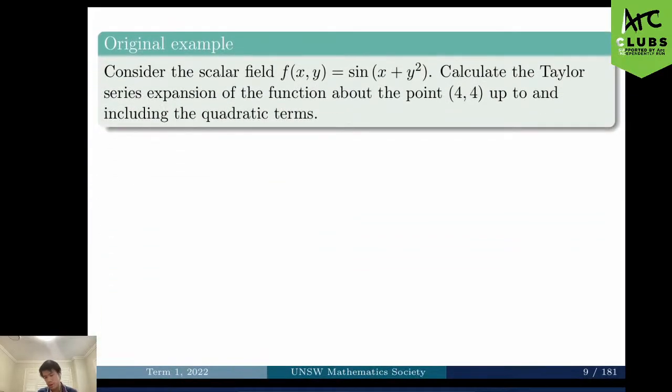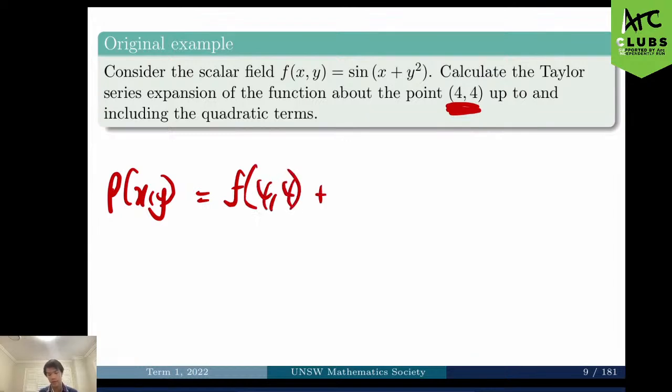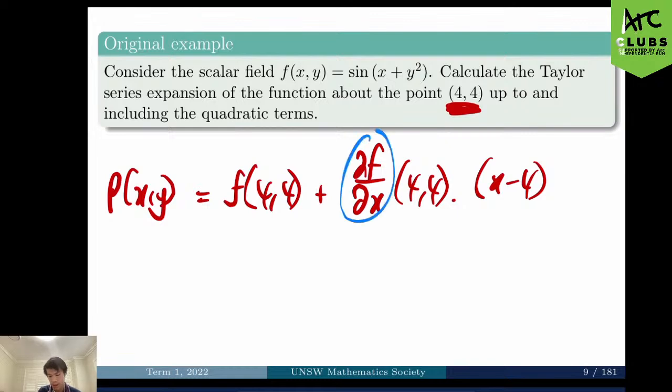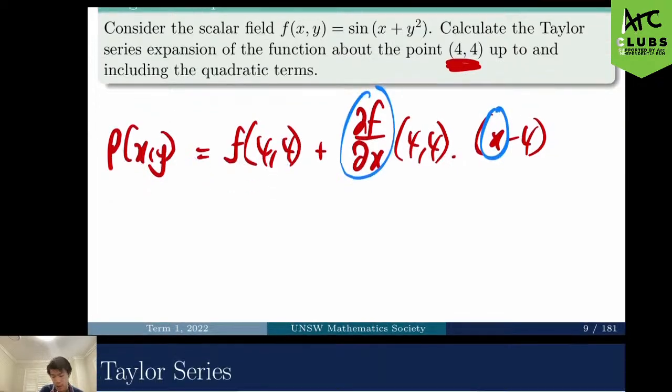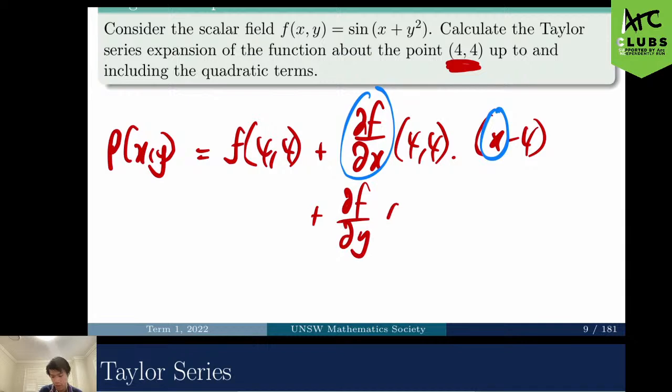Realistically, if you can understand this formula, all of these questions become pretty simple. Okay, Taylor series expansion of the function about the point (4, 4). Right off the bat, if we write the polynomial, it's going to be equal to a constant term, so f(4,4), plus all the derivatives. So df/dx at (4,4), and then it's going to be x minus 4, because remember, we put like terms with like things. Then we do the same thing: df/dy at (4,4), and you guessed it, it's going to be y minus 4.